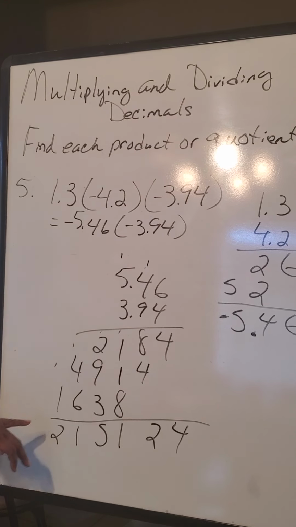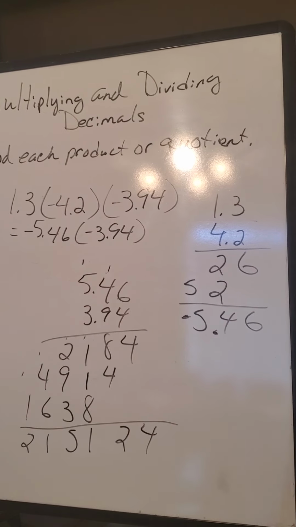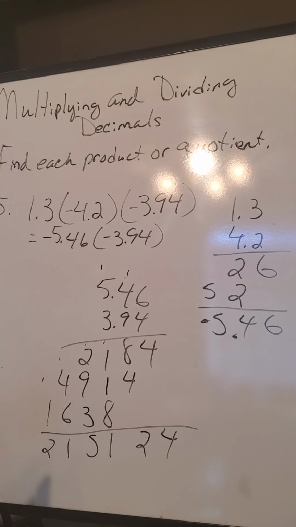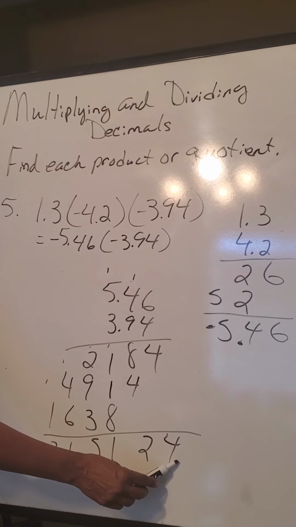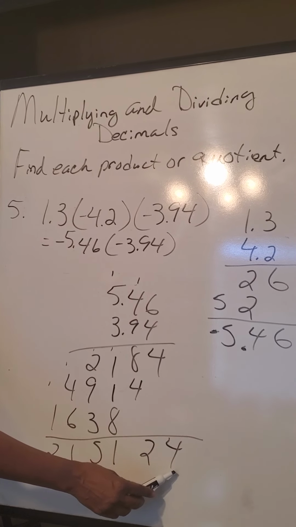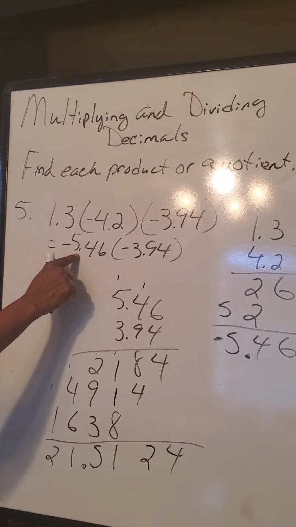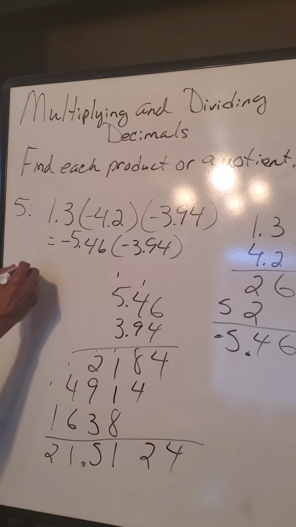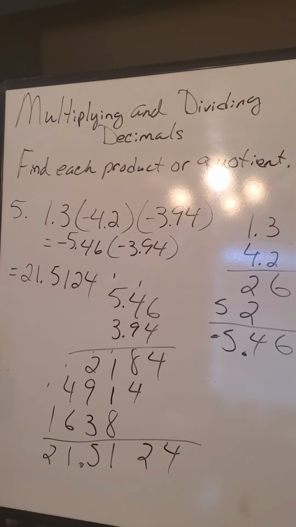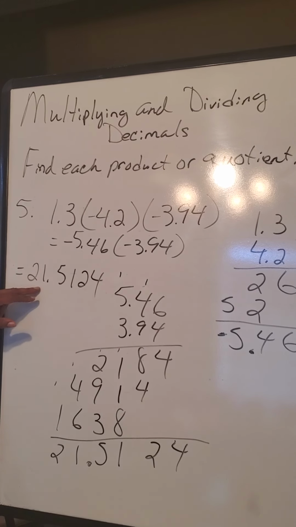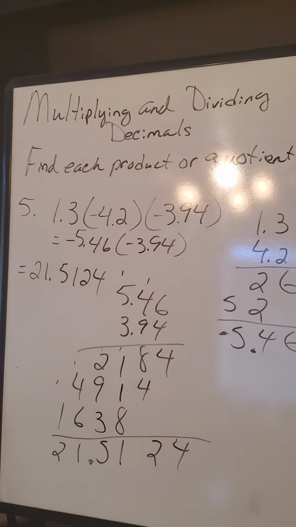Now we have a whole number, and we're going to see how many decimal places. We have 2 digits to the right here, 2 digits to the right. That gives us 4 places we need to point off. Again, this is a whole number. The decimal is here. We're going to shift that decimal 4 places to the left. 1, 2, 3, 4. A negative times a negative is a positive, so our answer is 21.5124. If we were to read that correctly, that's 21 and 5,124 10,000ths.